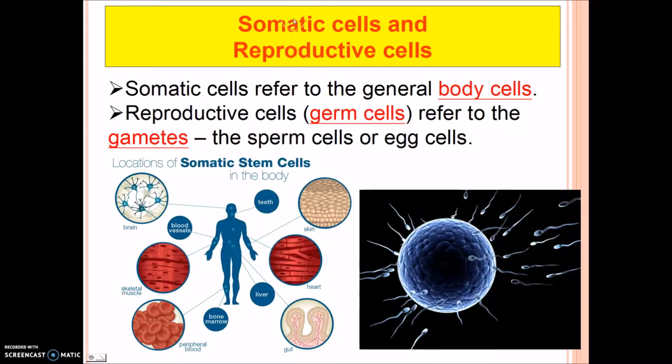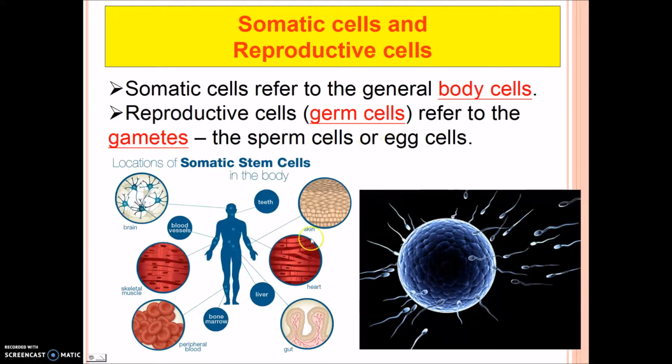And after that, we need to talk about the types of cells. One type is somatic cells, that means the body cells: muscle cells, blood cells, teeth cells, nerve cells. And the reproductive cells, or germ cells, or gametes, which are the sperm cells and egg cells, are for reproduction.